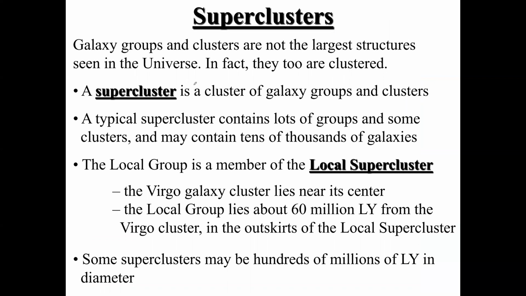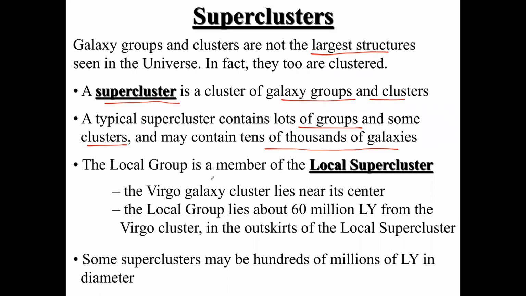And then after talking about galaxy clusters, you have something called superclusters. These galaxy groups and clusters that we talk about are actually not the largest structures. The largest structures in the universe, up to now, are superclusters. So a supercluster is basically a collection of galaxy groups and clusters, as mentioned here. A typical supercluster contains lots of groups and some clusters, which means they may contain tens of thousands of galaxies.